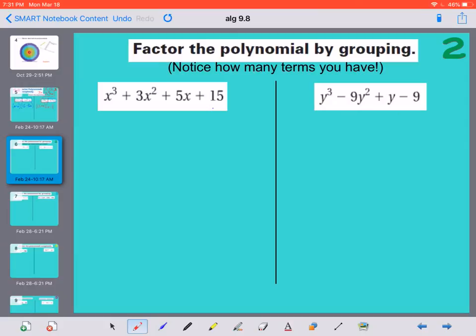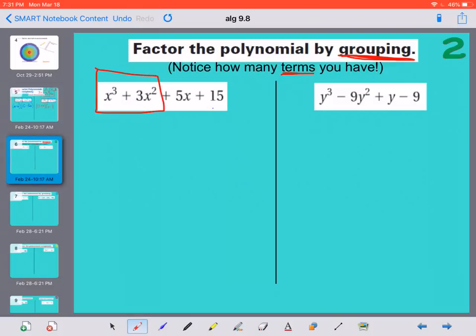Next page, we are factoring these polynomials by grouping. So grouping means to put multiple things into a group. So notice how many terms we have here. In each of these problems we have 4 terms. So I'm going to make groups of 2.